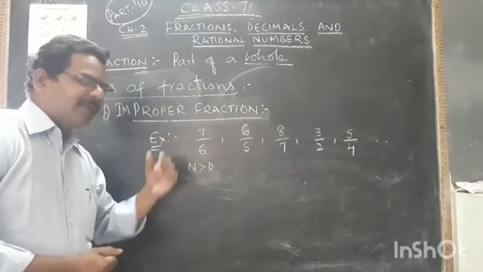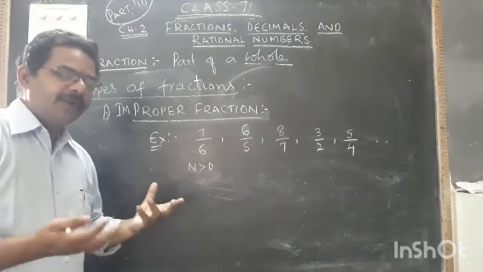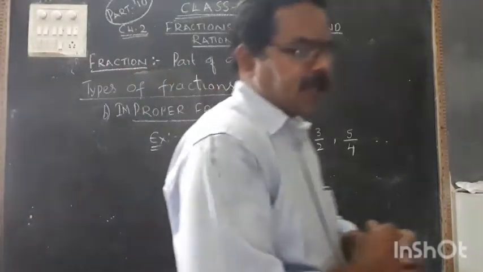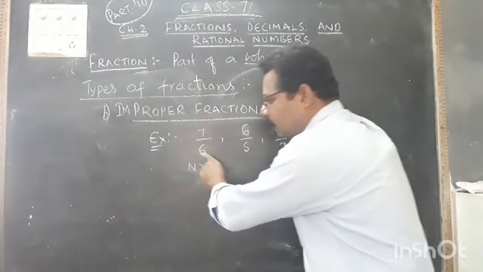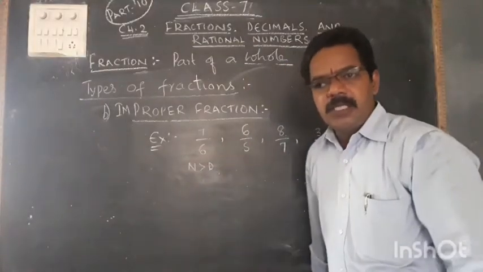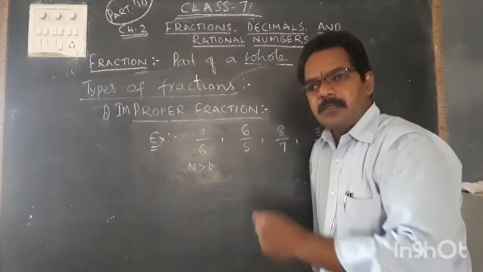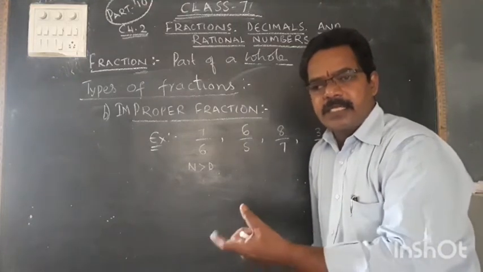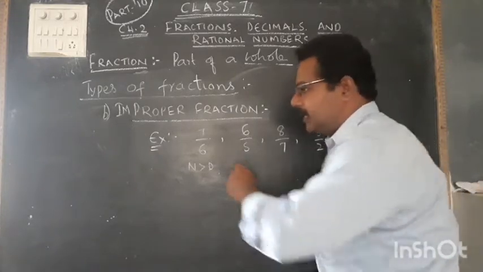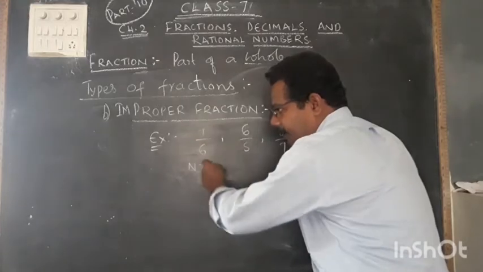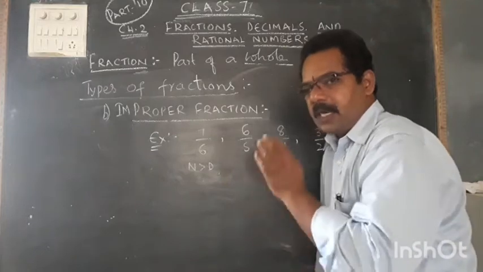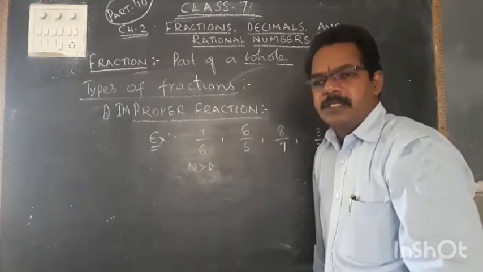Improper fraction means 7 by 6. How to make this into different parts? 7 by 6 means, suppose I have given you an apple and asked you to make it into 6 parts, and I told you to take 7 parts. Is it possible? Making 6 parts and taking 7 parts is not possible. That's why 7 is divided by 6, and like that we can convert them into mixed fractions.